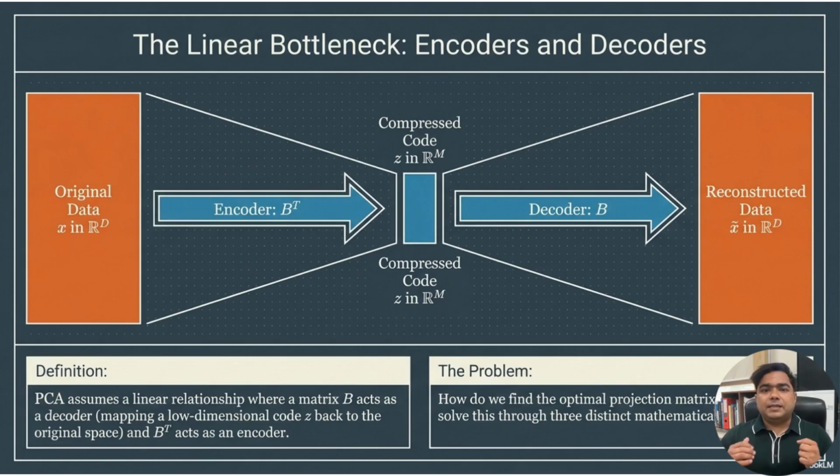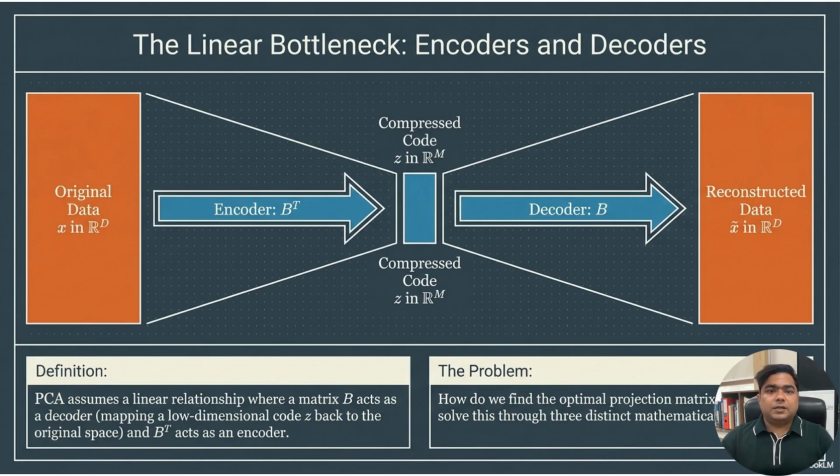This slide explains PCA using the idea of an encoder and decoder. Imagine we have original data in a high dimensional space. We want to compress this data into a smaller representation. This smaller representation is called a compressed code. The encoder maps the original data into a lower dimensional space. The decoder maps the compressed code back into the original space.